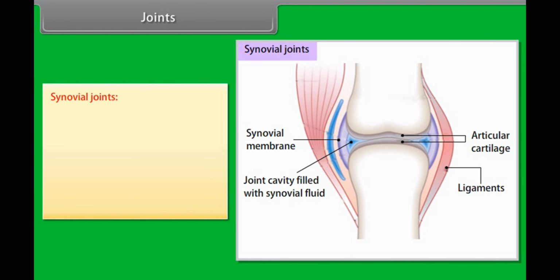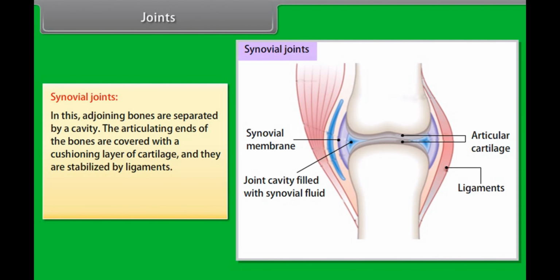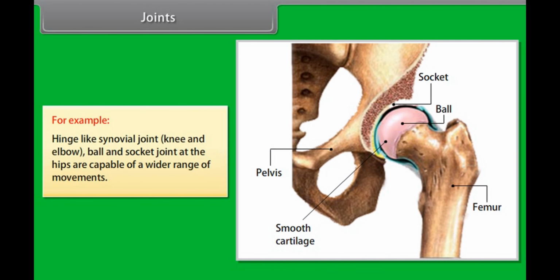Synovial joints. In this, adjoining bones are separated by a cavity. The articulating ends of the bones are covered with a cushiony layer of cartilage, and they are stabilized by ligaments. Synovial joints are built to allow movement. For example, hinge-like synovial joints such as knee and elbow, and ball and socket joint at the hips are capable of a wider range of movements.